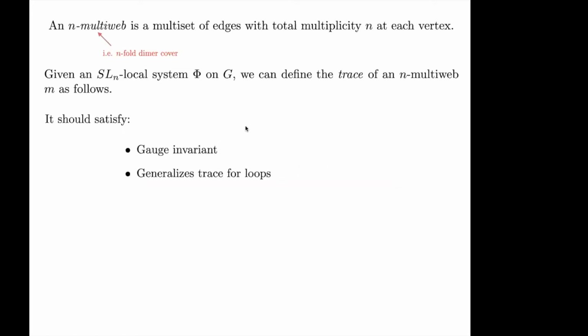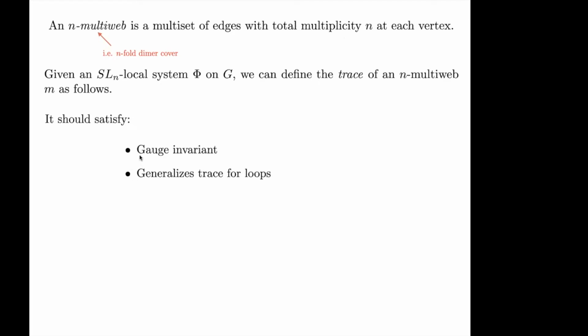Right. Let me just remind you that an n multi-web is a multi-set of edges with total multiplicity n at each vertex. So to each edge, I associate a multiplicity, and the sum is n at each vertex. Now, I'm going to take an SLn local system on the graph, just like an SL2 system, except they're n by n matrices now. And I'm going to show you how to define the trace. And it should satisfy a couple of simple things.